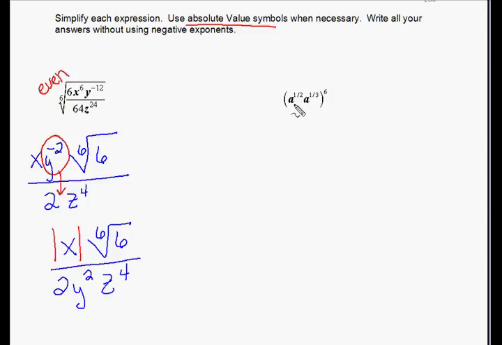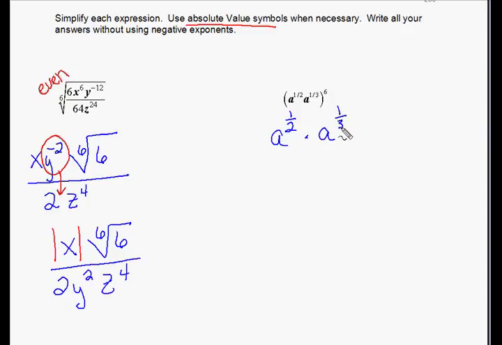Let's look at another example. A to the 1/2 times a to the 1/3, all raised to the 6th power. Well, according to the order of operations, we're supposed to do inside parentheses first, and this is a to the 1/2 and a to the 1/3. But if you're multiplying, then you actually get to add exponents.